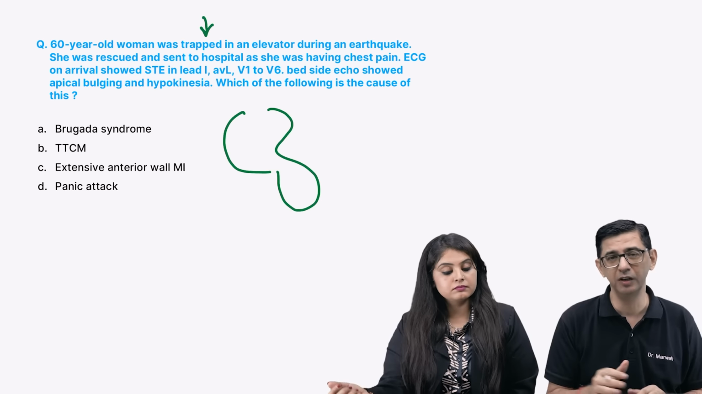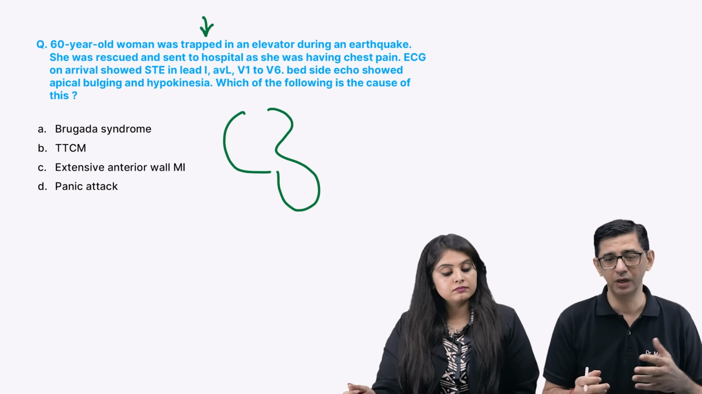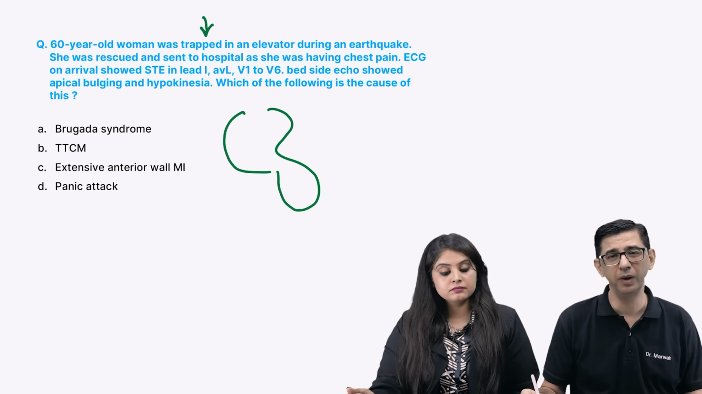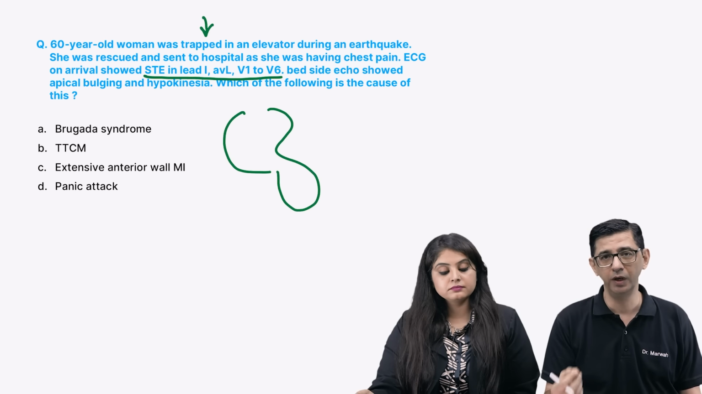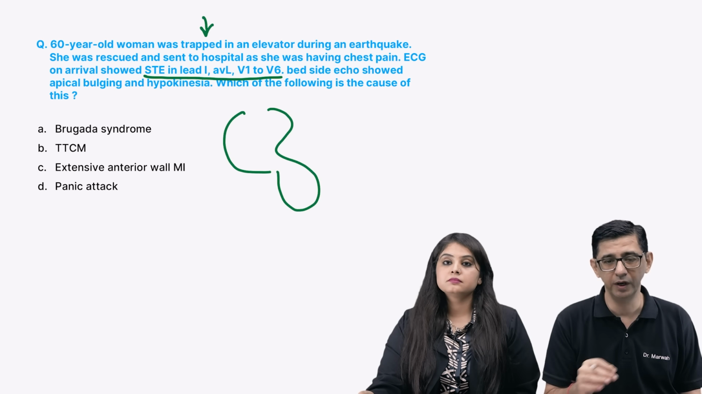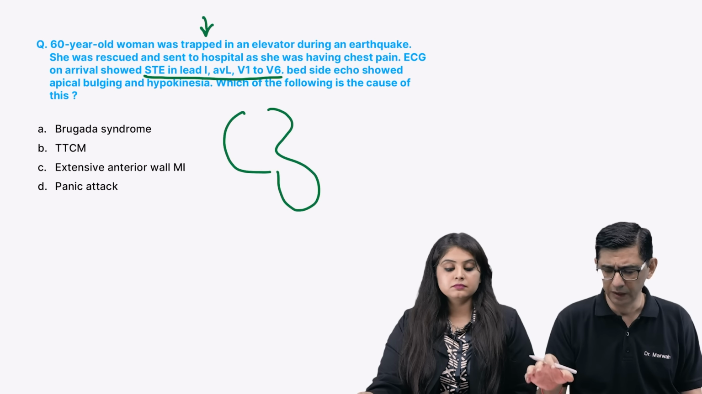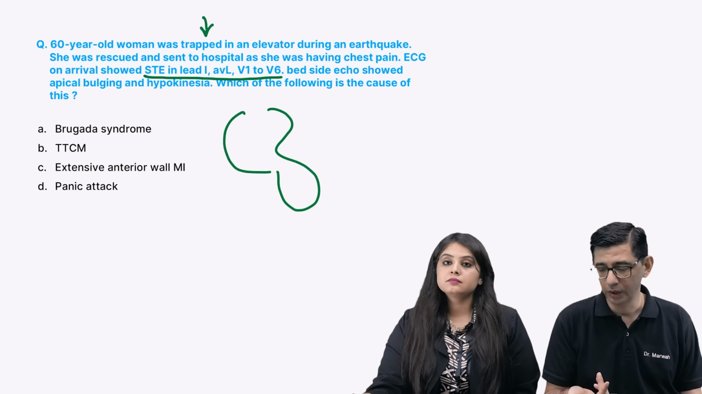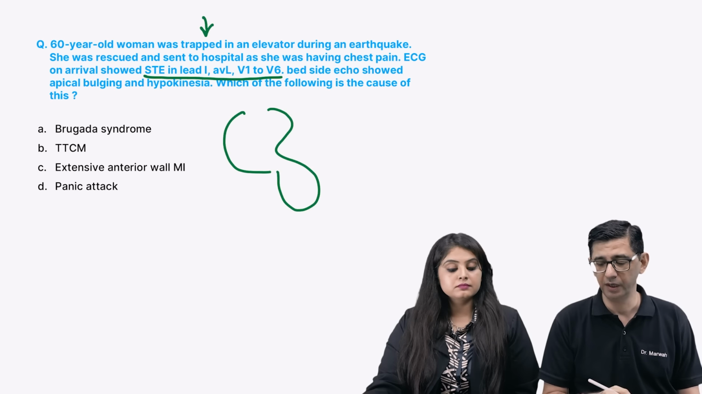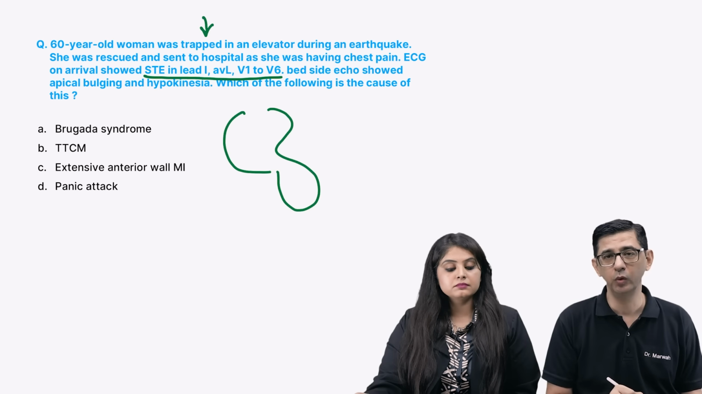And when we evaluated the ECG, it showed a classical ST elevation in lead 1, aVL, and V1 to V6. So what I make out of this is that this patient could be having an extensive anterior MI due to a thrombus present in the proximal part of the LAD. Therefore, initially I thought it is a case of MI only, and that's what is also given in this question, extensive anterior MI. But then he's mentioning an echocardiographic finding, that is apical bulging and hypokinesia.